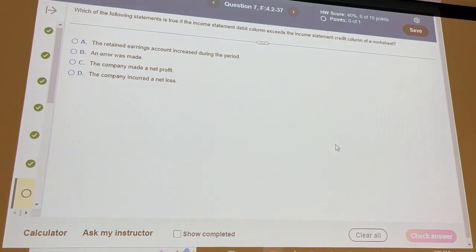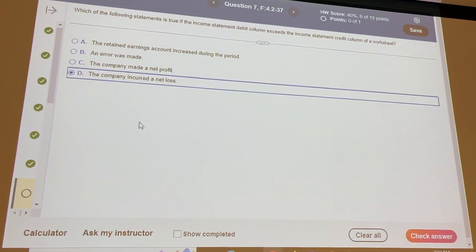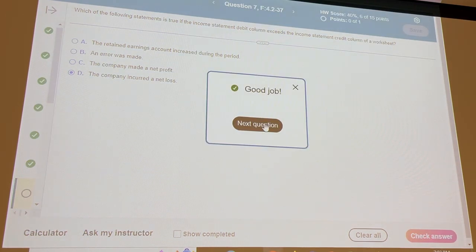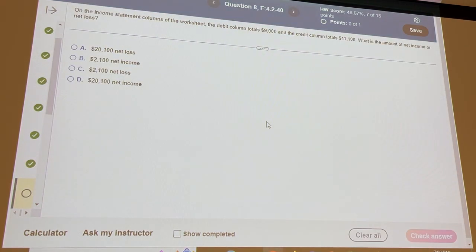Okay, which of the following statements is true if the income statement debit column exceeds the income statement credit column of a worksheet? Is it net loss? Yeah, the company incurred a net loss, correct. They had more expenses than they did revenue. On the income statement columns of the worksheet, the debit column totals 9,000 and the credit column totals 11,000. What is the amount of net income or net loss? 2,100 net income. Good.